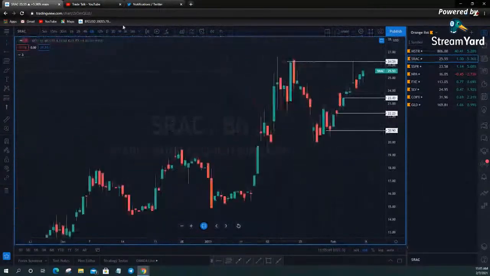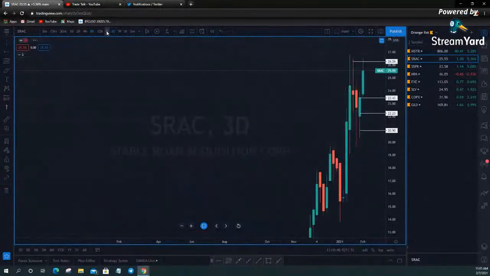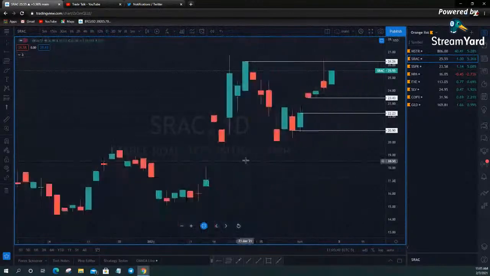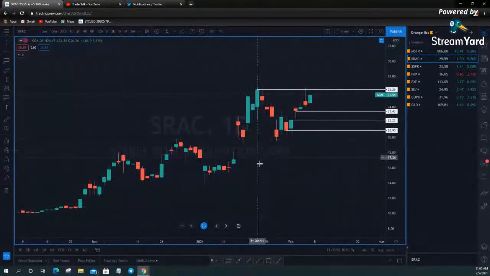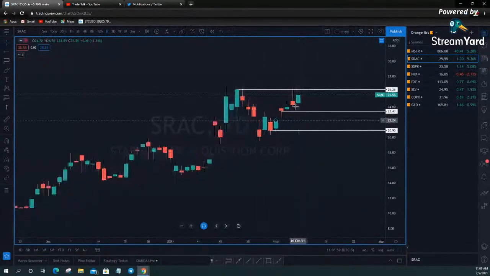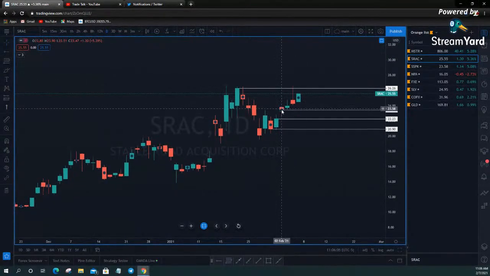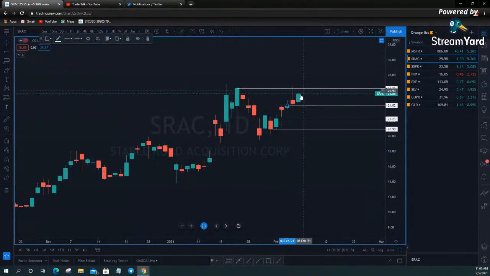We're going to start with SRAC, Stable Road Acquisition. It's a SPAC. So I already got you some levels here. You're coming into this area. You tested that and you failed to get above it. That's your last market structure swing high. That level is 26.26. My next level of support, if we aren't able to, Friday you did close above this already, so you have already tested it.